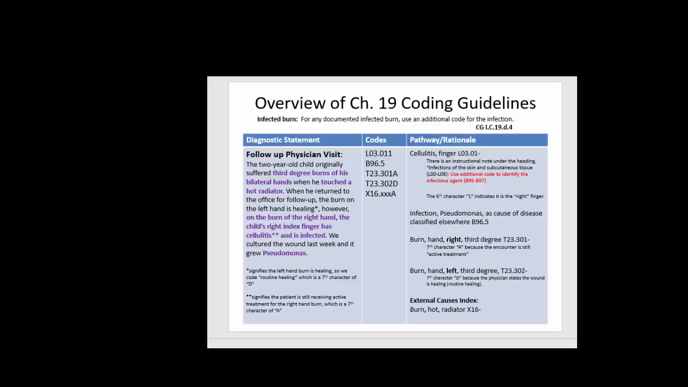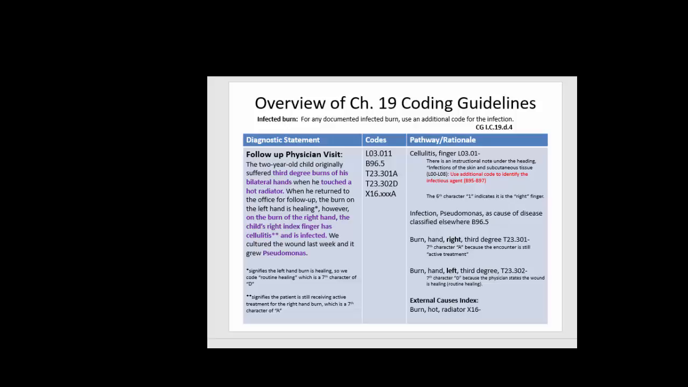And the next guideline has to do with an infection. When you have an infected burn, you're going to always want to include the code for that infection. So now you think about our definition of a principal or first listed diagnosis: what occasioned the patient to come for treatment, either admitted to the hospital or coming to the doctor's office.